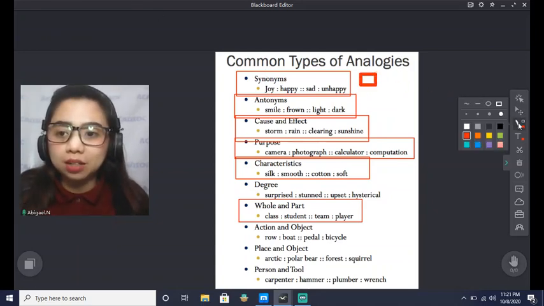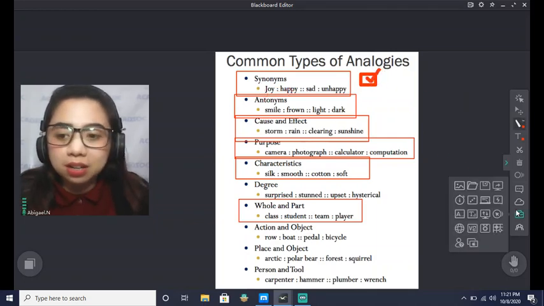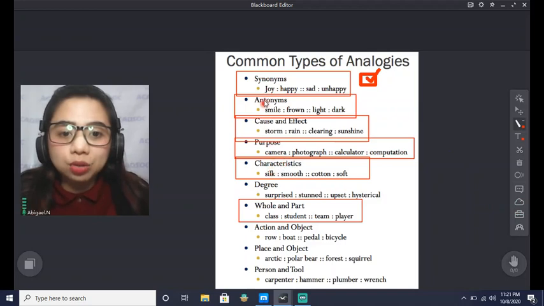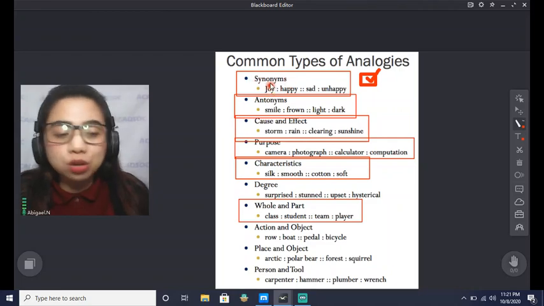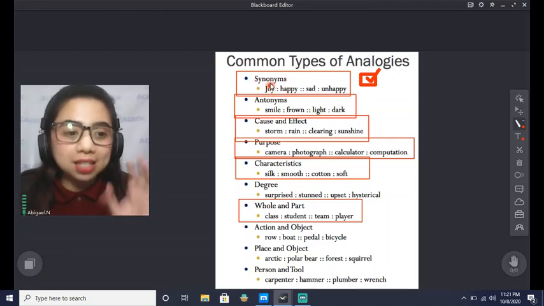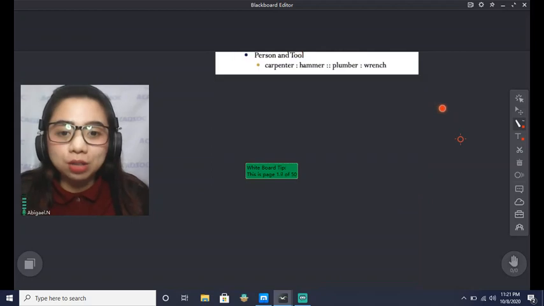Let me check the box. As you can see here, class, joy is to happy as sad is to unhappy. This is an example under synonym analogy. First, I want to know what a synonym is. Let's define synonym.